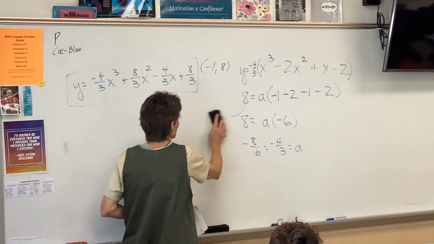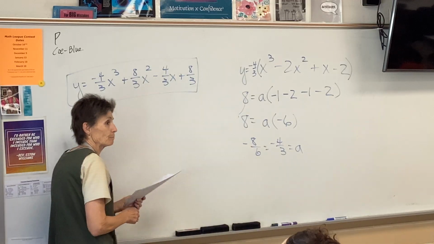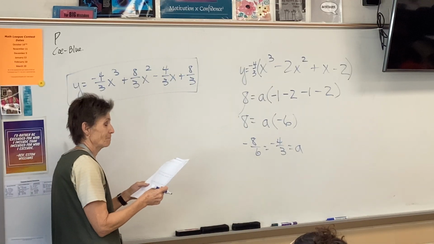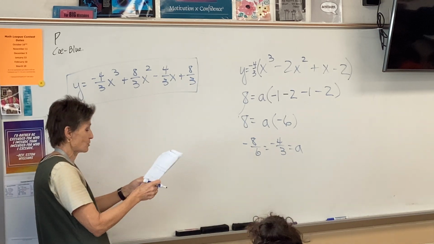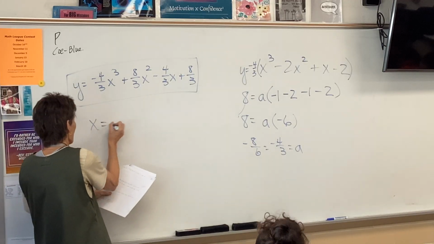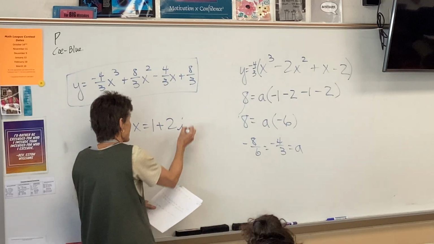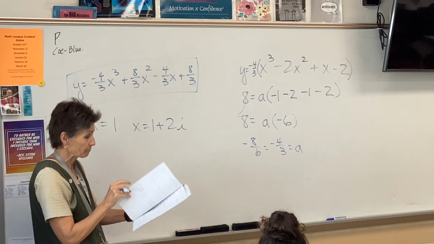All right, are you ready to try another one? You guys came in here with all this enthusiasm, and I've already destroyed that. Here we go. We have zeros at 1 and 1 plus 2i. Now, this is going to be a big problem, but we're going to hang tough and get it done.